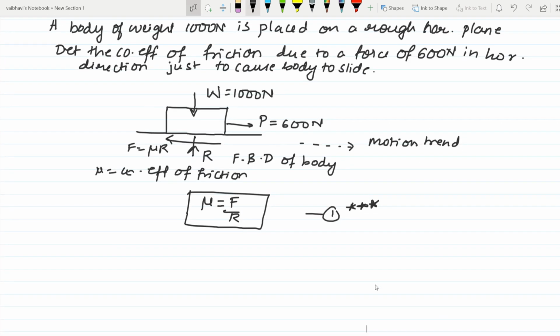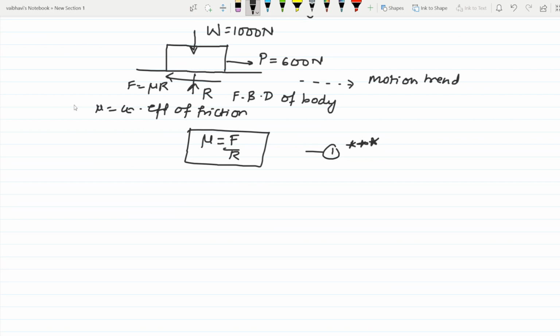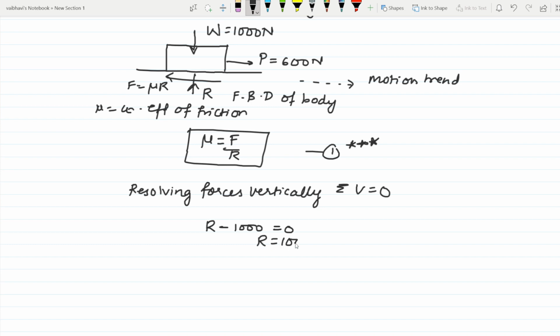Then again we have to apply the equations of equilibrium, that is resolving forces vertically. Here what is important is drawing the free body diagram. Once you draw this free body diagram, then it is simple. Upward force is the normal reaction, and downwards it is 1000, the self weight, equal to 0, so R equal to 1000 Newton. Let this be equation 2.